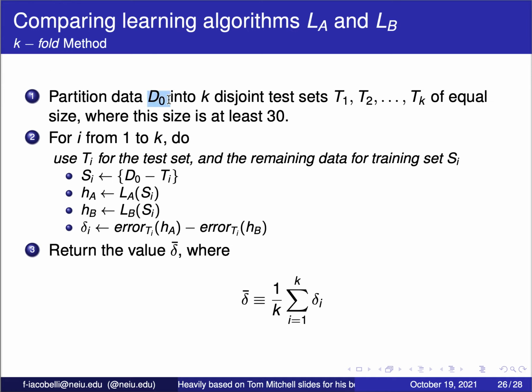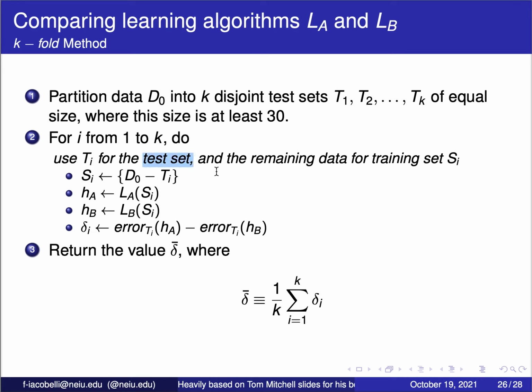So we have our data D0. I'm going to partition it into k disjoint test sets, so non-overlapping. Let's say I partition it into 10 data sets, T1 all the way to Tk, in this case T10, of equal size, at least 30 for the number of examples. Then for each one of these test sets I will use Ti. The first time I'm going to use T1, the second time T2, then T3, and so on for the test set.